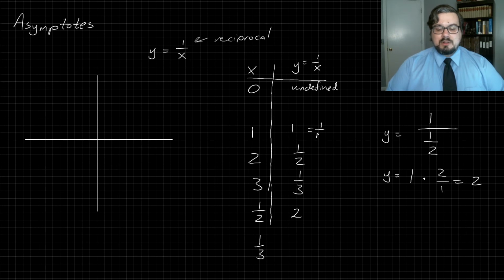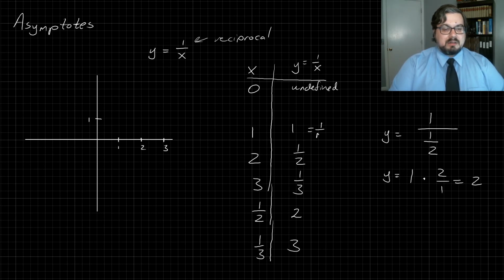When x is 1/3, similarly, y is 3. So this function 1 over x is the reciprocal function. It takes a number and gives back its reciprocal. So let's try plotting these. Now let's set it up like this. I'll make every 3 squares along here a unit. And let's plot some of these points.